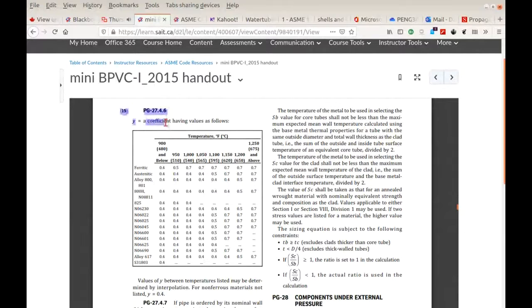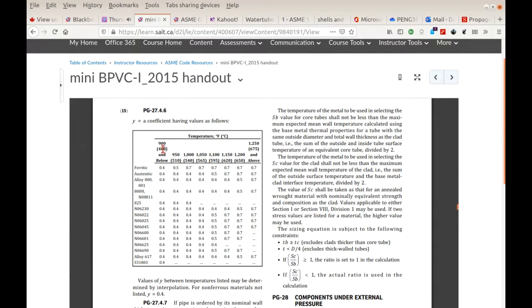So, okay, it's the temperature coefficient. That's all it is. And what they're saying is, if you're operating above 480 degrees, you have to know, is it a ferritic steel? Is it an austenitic steel? Is it some alloy steel? And so look at these temperatures, 510 Celsius, 540 Celsius, 565 Celsius.